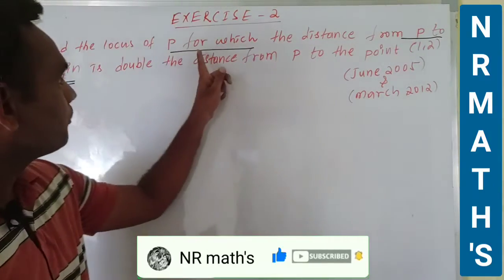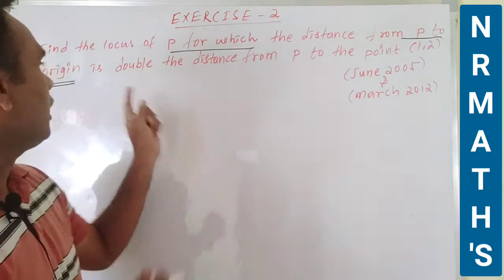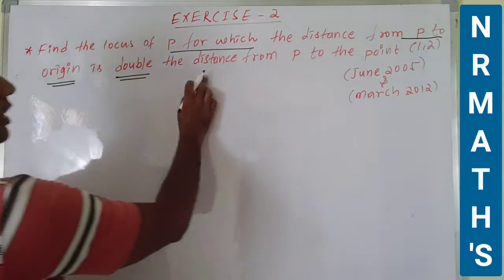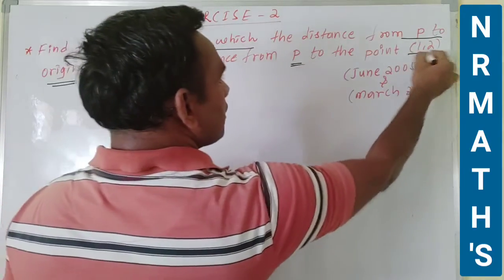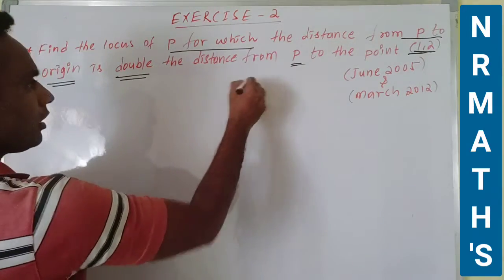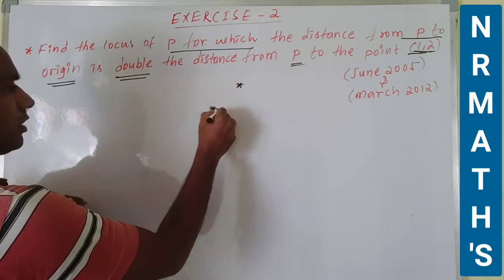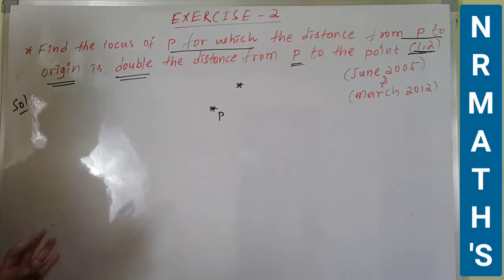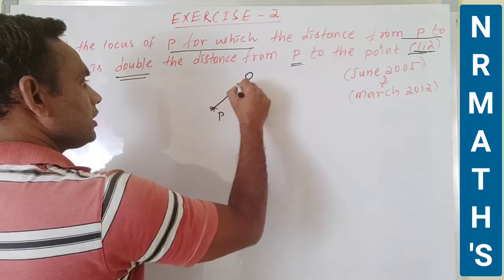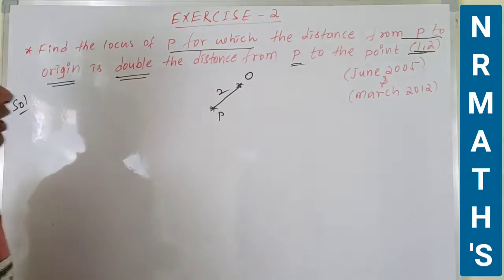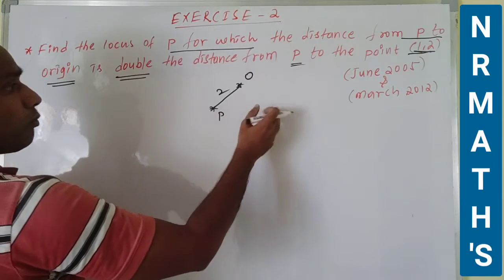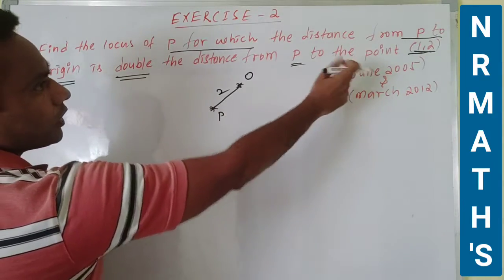Now look here, the condition is that the distance from P to the origin is double the distance from P to the point. First, here it is the origin. Now look here, it is P. P is any point on the locus. Now P to origin is the distance, for example 2. It is the double distance. OP is equal to double the distance of P to A.